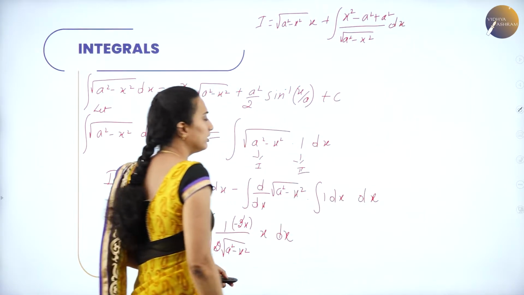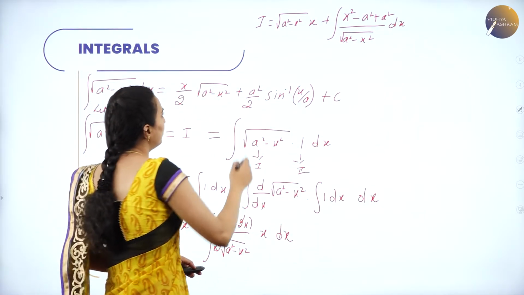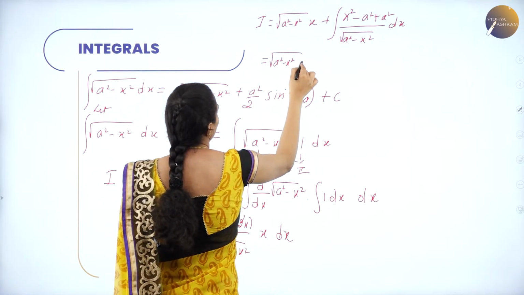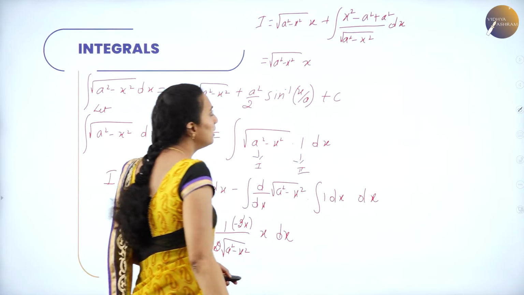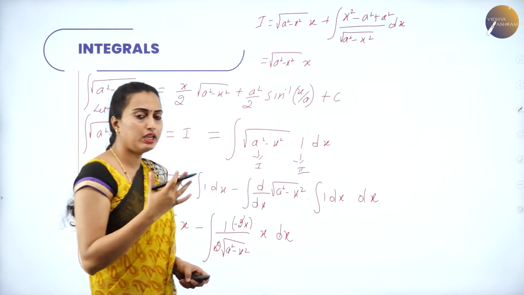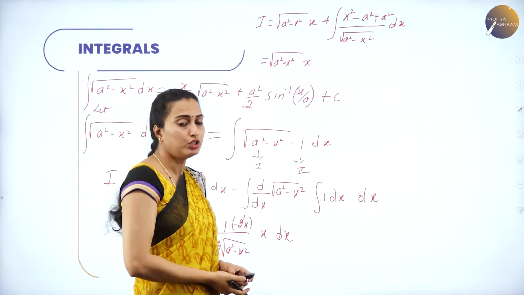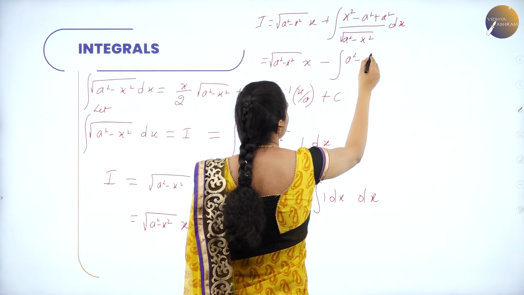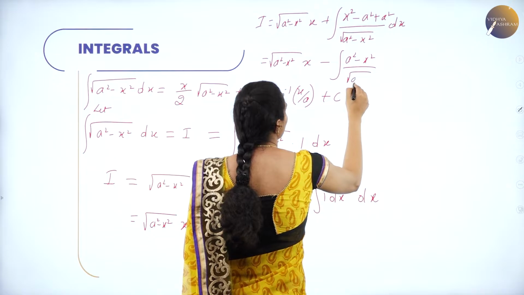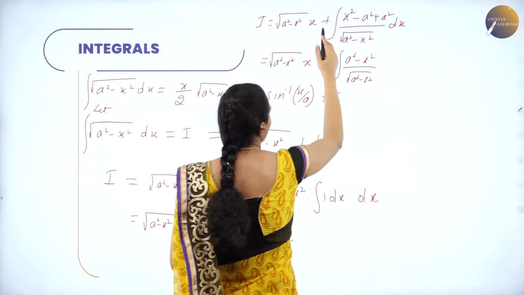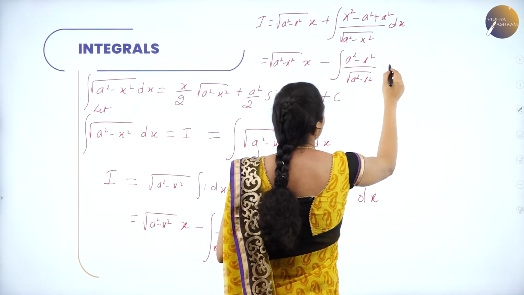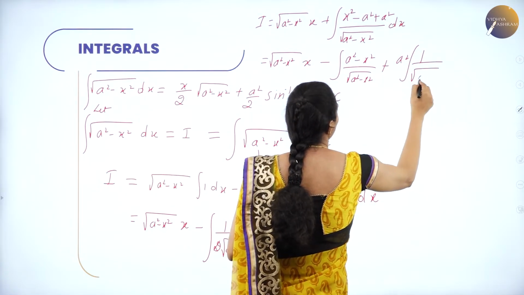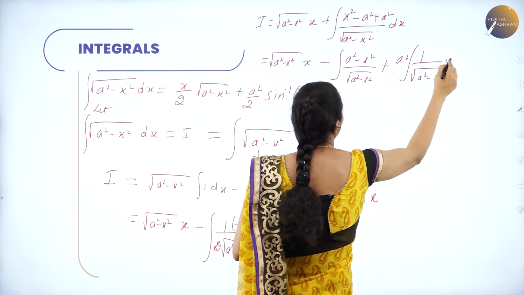Now I hope you are getting this one. Now here we'll be moving on to the next step. Under the root a squared minus x squared into x, this will become x squared minus a squared. By taking a minus sign common factor, you are going to get minus a squared minus x squared under the root a squared minus x squared. Again here plus into plus is plus only. So plus a squared into 1 divided by under the root of a squared minus x squared into dx.